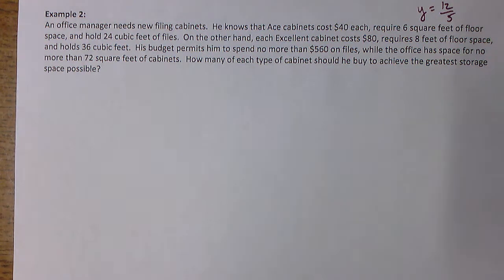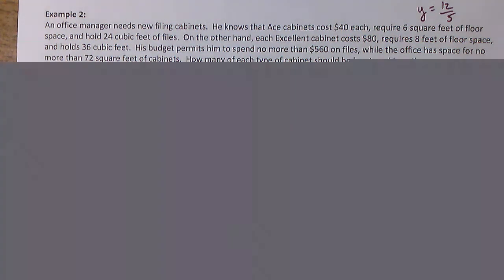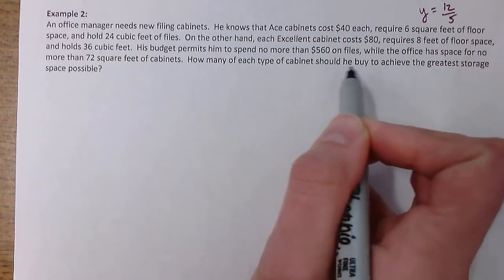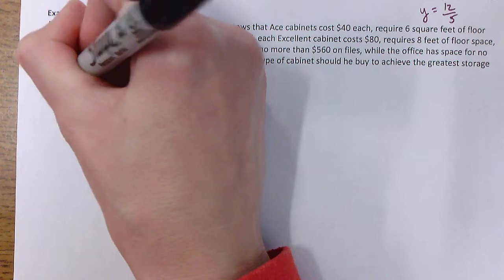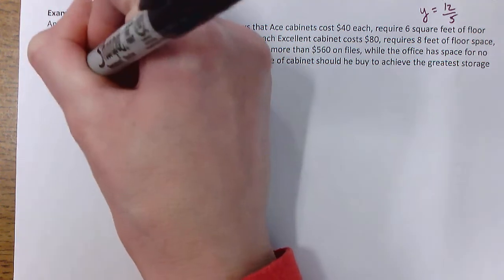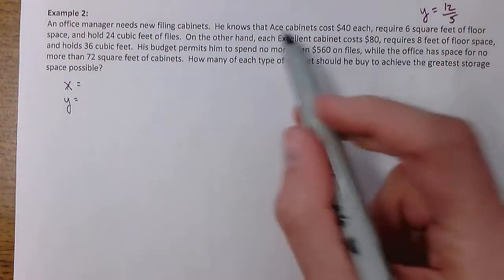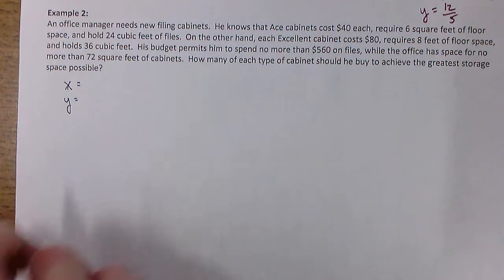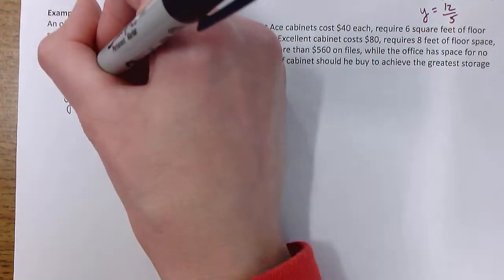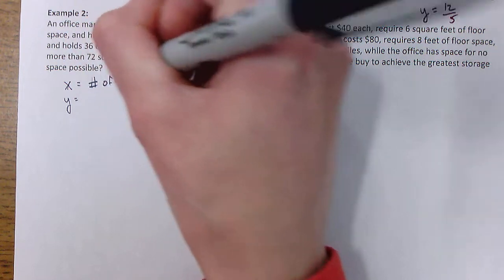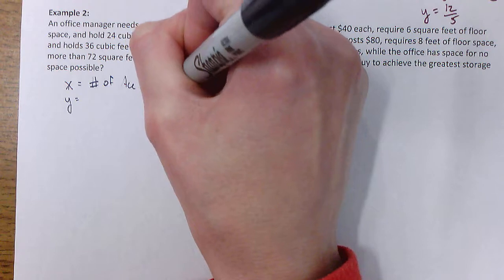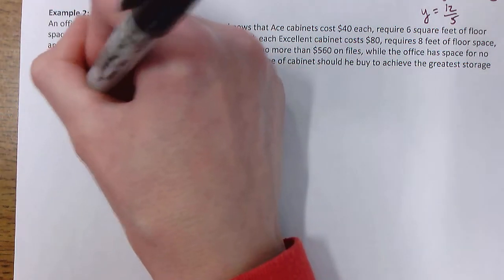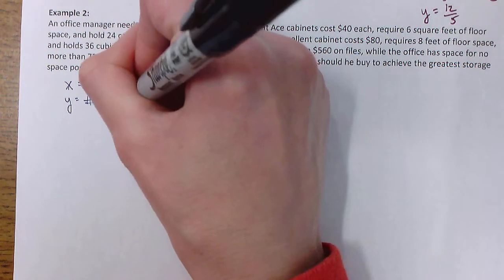Great. Okay, so step one, we need to define our variables. What are we actually looking for here? Well, they're asking us how many of each type of cabinet he should buy. So that's going to be what our variables are. I'm going to use x and y just to keep consistent here, rather than trying to use maybe A and E or something like that. So X is going to be the number of ace cabinets. And then Y is going to be the number of excellent cabinets.